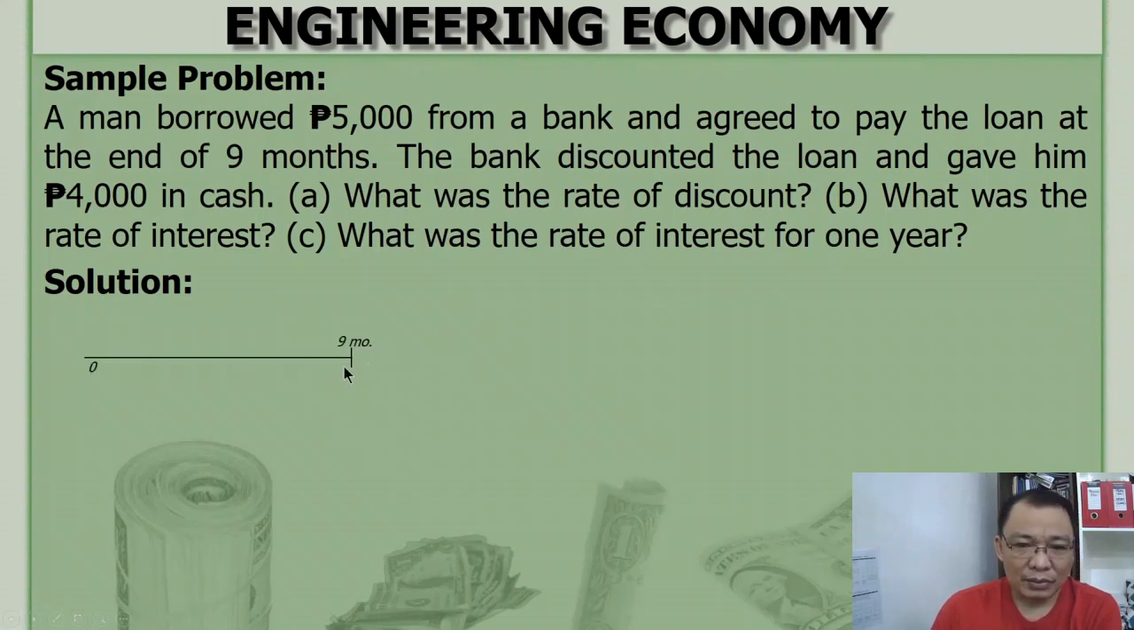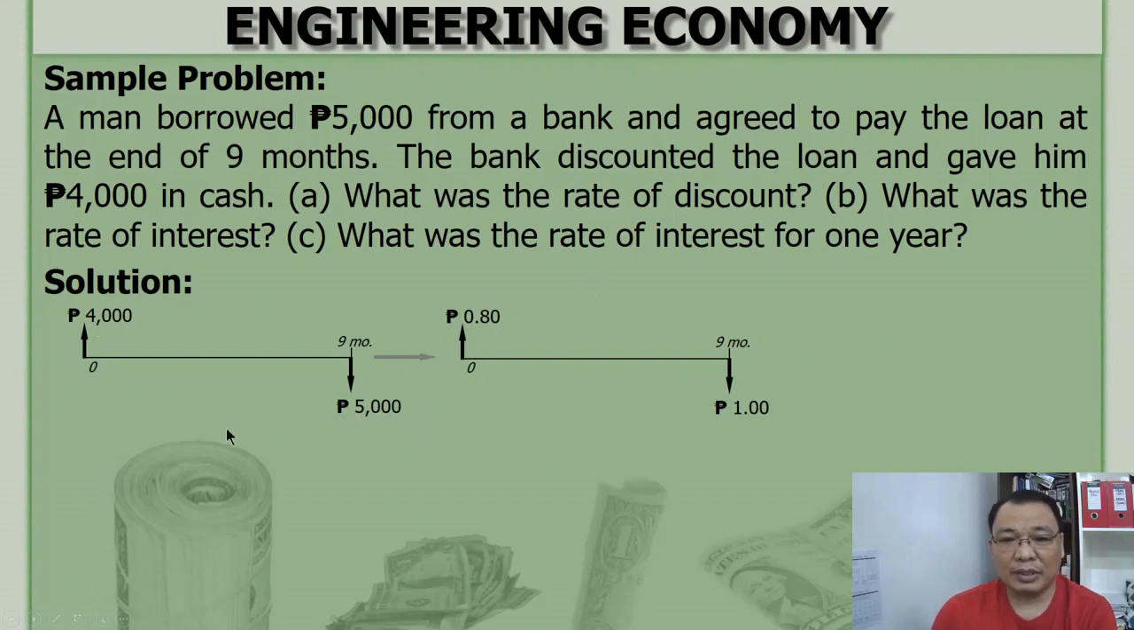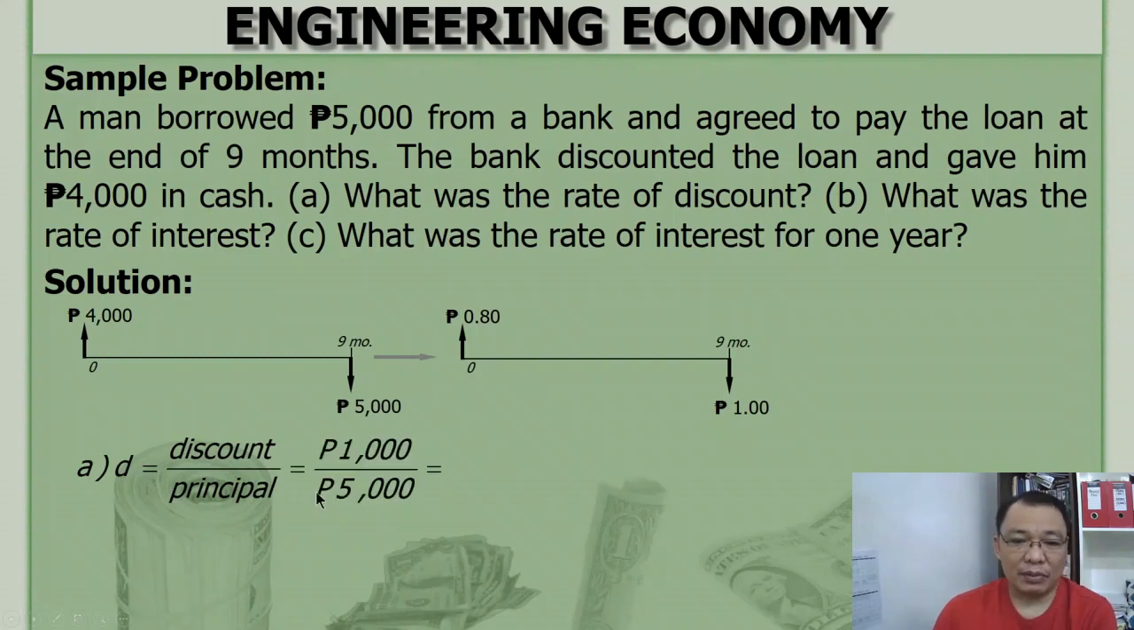If you look at the cash flow, after 9 months it is 5,000, but now it is only 4,000. And if we fit it to that 1 peso, that's possible. Let's divide by 5,000, so it becomes 1. And then 4,000 divided by 5,000 is 0.8. So, this is the simplified diagram: you have 1 peso and 0.8. To get the discount, D is equal to discount divided by principal. So, 1,000 over 5,000.